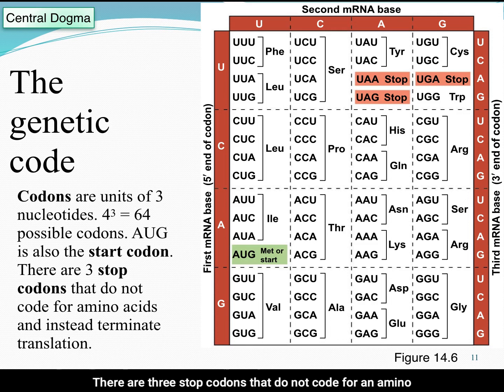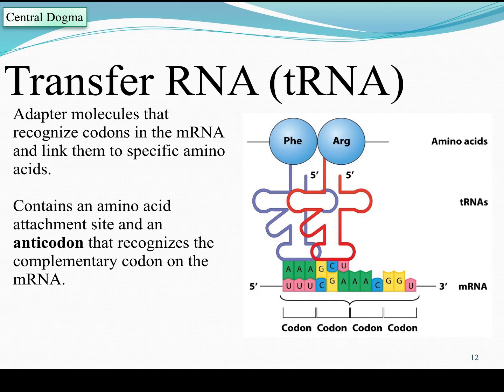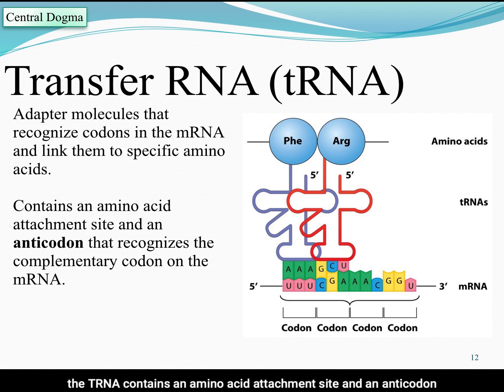There are 3 stop codons that do not code for an amino acid, but instead terminate translation, and they are shown in the figure on the right in red. tRNAs are adapter molecules that recognize these codons in the mRNA. The tRNAs then recognize the codons and link those codons to a specific amino acid that's coded for in the mRNA. The tRNA contains an amino acid attachment site and an anticodon that recognizes the complementary codon on the mRNA.